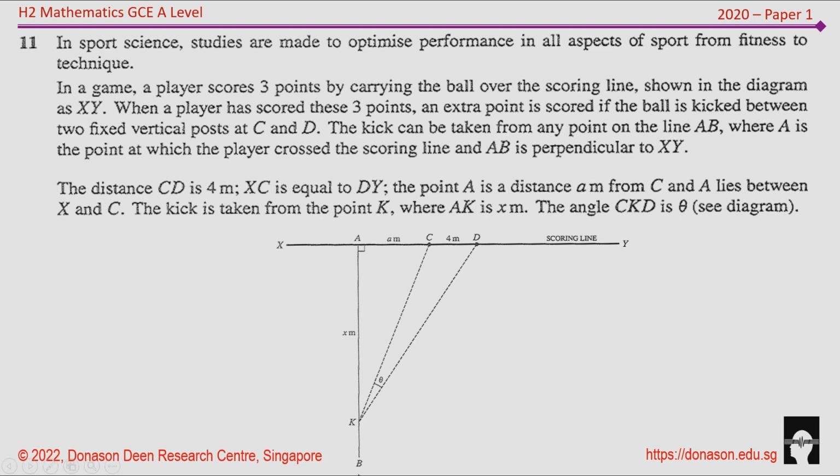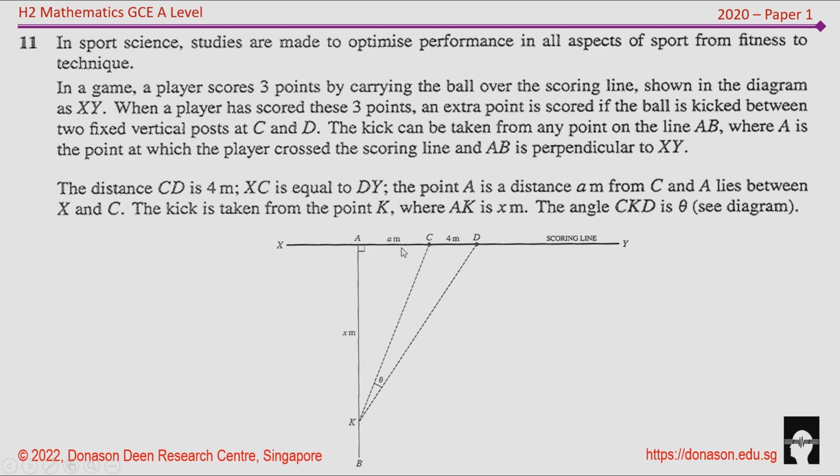So anywhere along this line he can take the kick, where A is the point at which the player crossed the scoring line, and AB is perpendicular to XY. The distance of C to D is 4 meters as shown in the diagram, and XC is equal to DY. So X to C, from here to here, is equal to the distance between D and Y. So DY is equidistant as XC. The point A is at a distance of a meters from C. So A is here, at a distance of a meters from C.